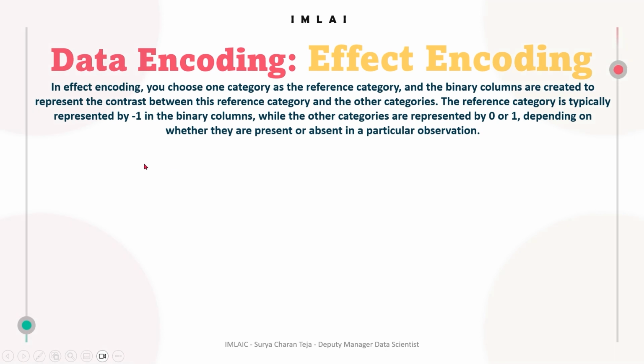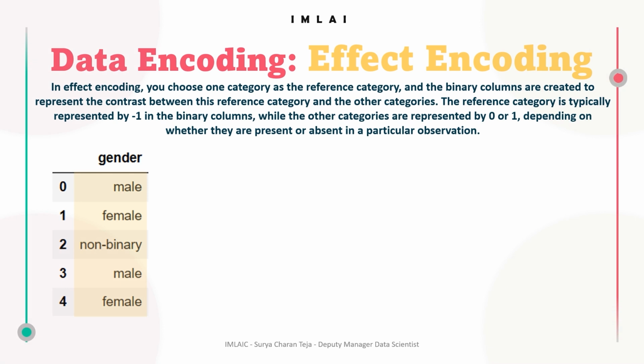The row containing only zeros in dummy encoding is encoded as -1 in effect encoding. So in the dummy encoding example, the city Bengaluru at index 4 was encoded as 0, 0, 0, 0, whereas in effect encoding it is represented by -1, -1, -1, -1. Now let's take one example just to understand effect encoding.